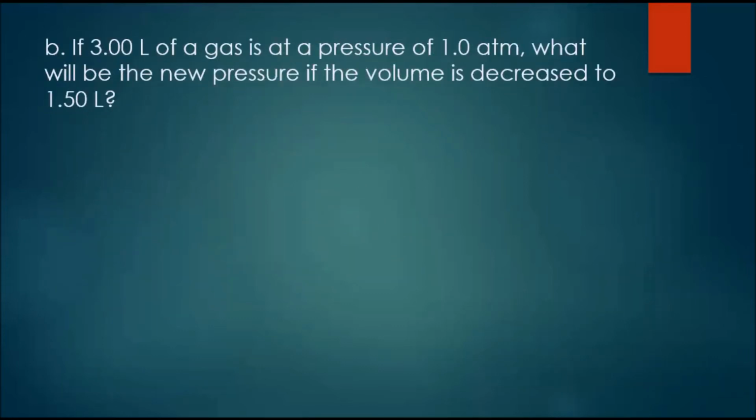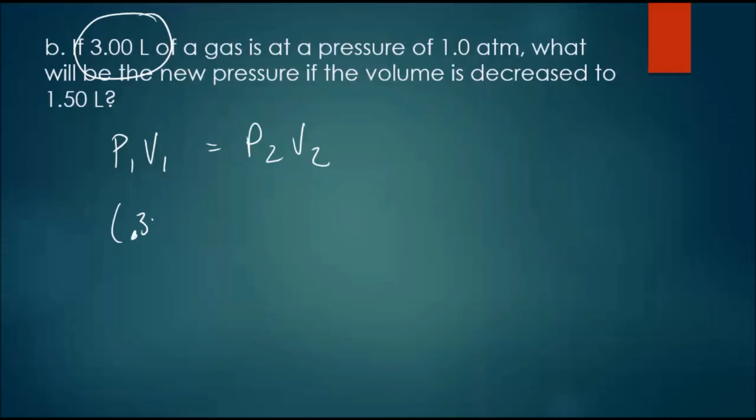All right, how about this one? A 3 liter sample of a gas. P1 V1 equals P2 V2. 3.00 liters at a pressure of 1 atmosphere equals... What will be the new pressure? That's X. If the volume is decreased to 1.50 liters.